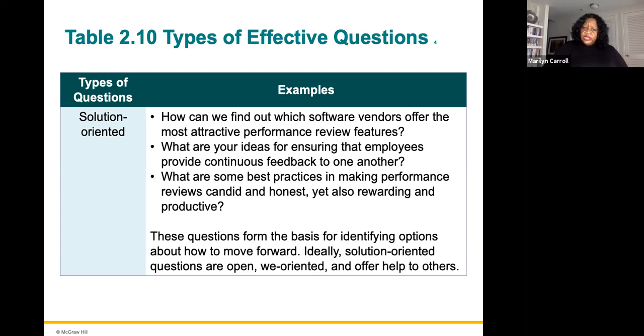Ideally, solution-oriented questions are open, we-oriented, and offer help for others. So let's try our hand at a solution-oriented question. Take a moment and write down a solution-oriented question that you could pose in a particular situation that you've been aware of, but maybe didn't go as well as you thought.